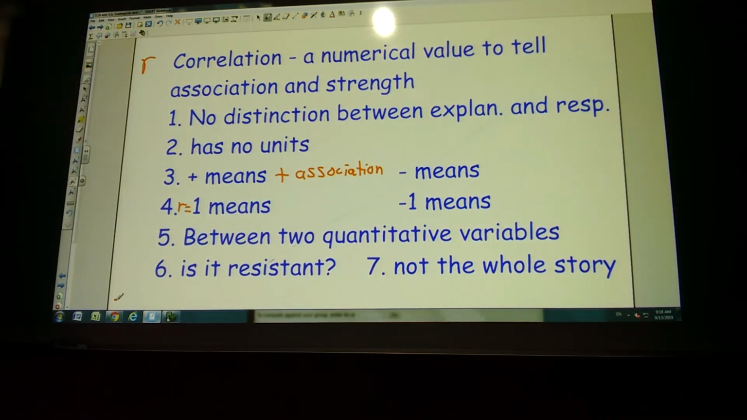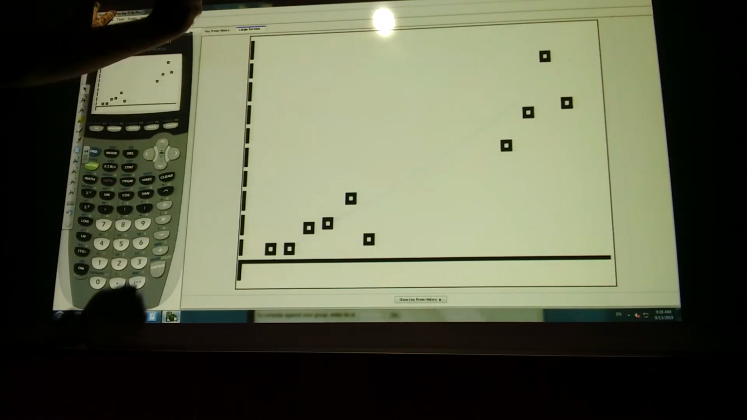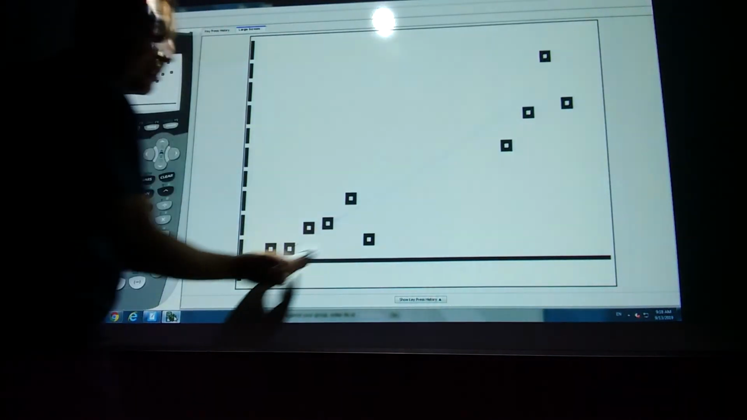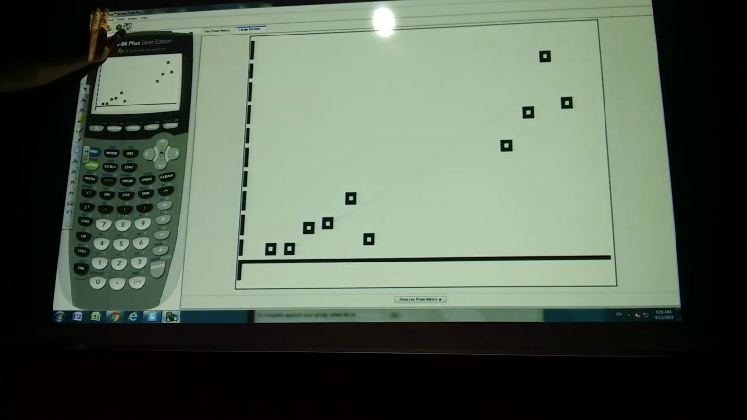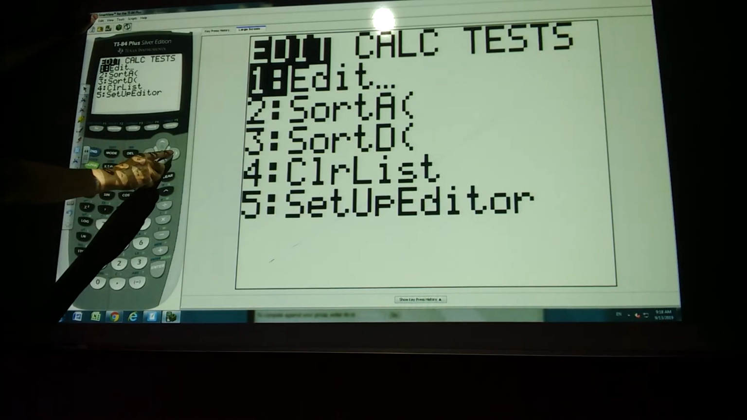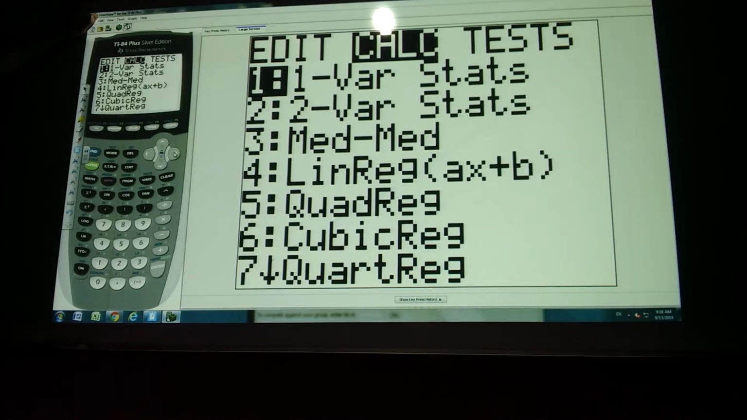So how do we calculate this R value using our calculator? So we have this here. We're going to calculate R. If you are quick and are paying attention, I have this line that I could draw through here, and we said it was positively associated. R should be positive if I do it right. So this is how you find R. Hit stat, then calc, then go down to number 4, linear regression, lin reg. Hit enter.